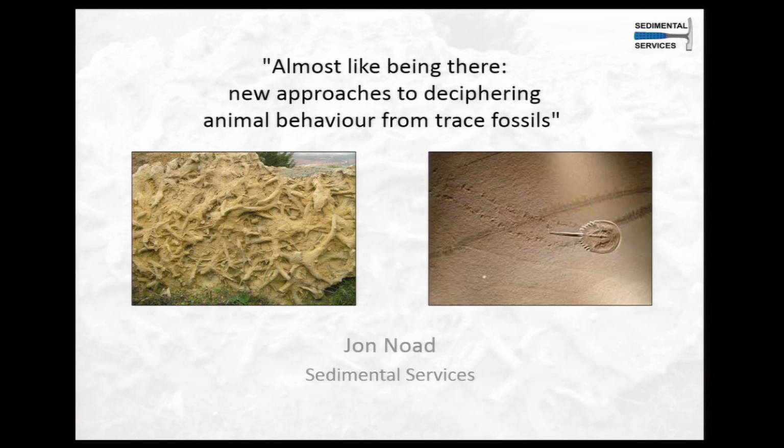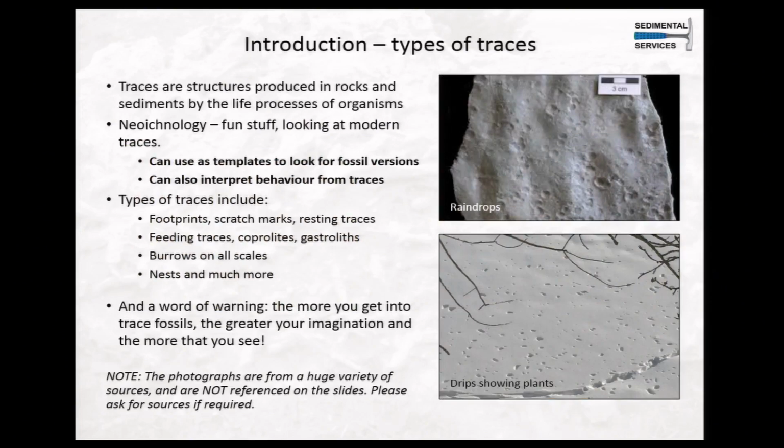Welcome to my talk. Today I'm going to be talking about trace fossils, and not just trace fossils, but also modern traces and how we can use those traces in the past. As Francois said, traces are structures produced in rocks and sediments by the processes of organisms. There's all kinds of traces that you can see in the fossil record, but there is also the chance to look at these traces in the modern. It's called neoichnology, which is a long word, but that basically means any kind of trace that an animal might leave behind. And you can use those modern traces to try and find them in the fossil record.